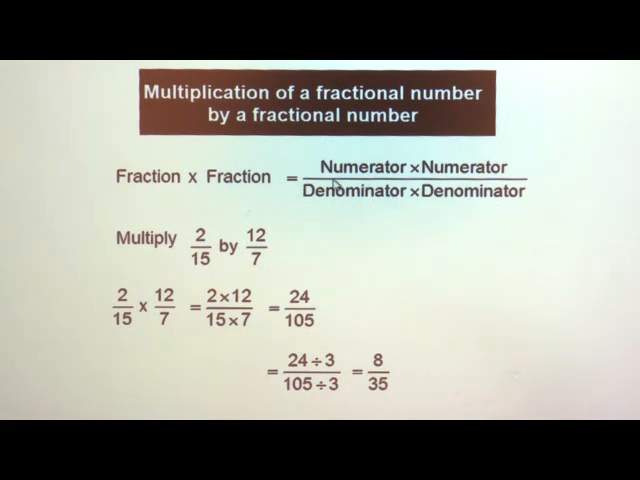So, what to do? We will see one example, so you will understand this is what fraction multiplied by fraction. Multiplying 2 upon 15 by 12 upon 7 means this is one fraction which is multiplied to another fraction, that is 12 upon 7. Here, just we had written, because it is given as "by", we have to write a multiplication sign. So, we had written 2 upon 15 multiplied by 12 upon 7.